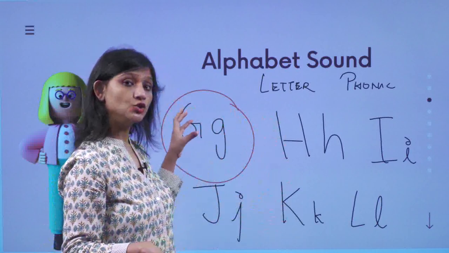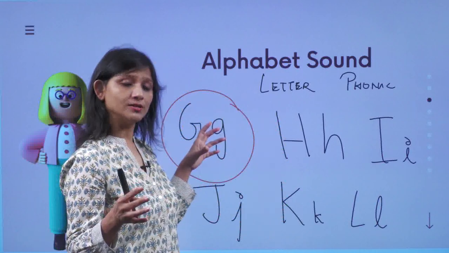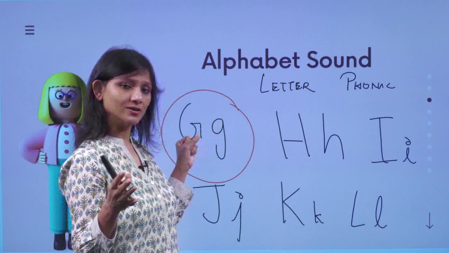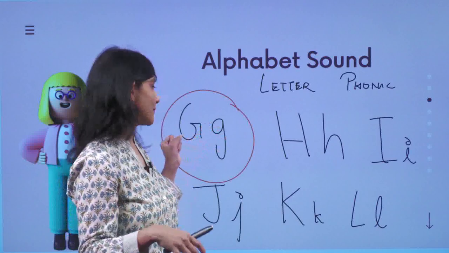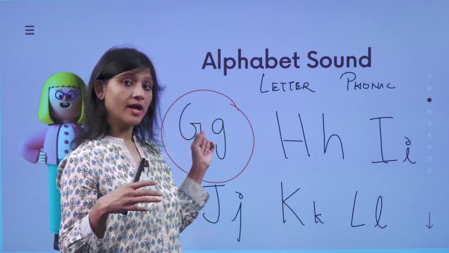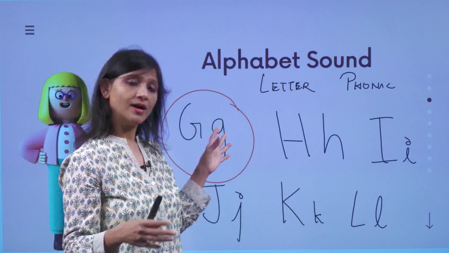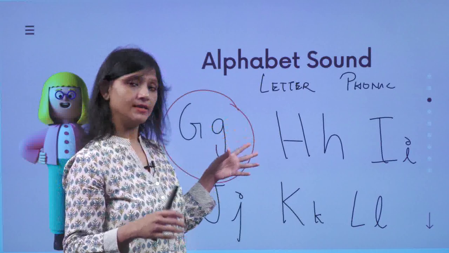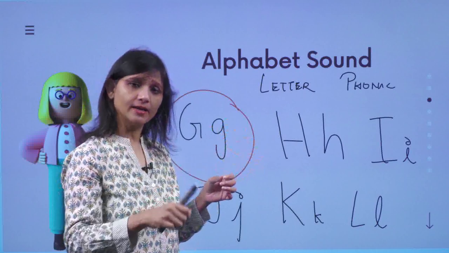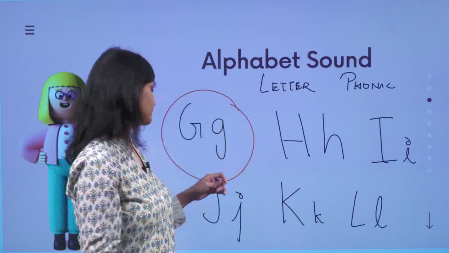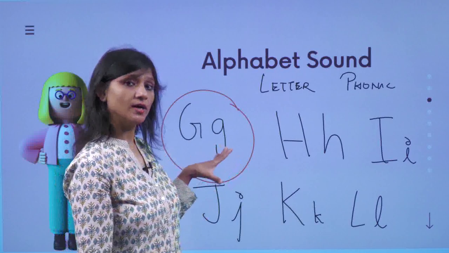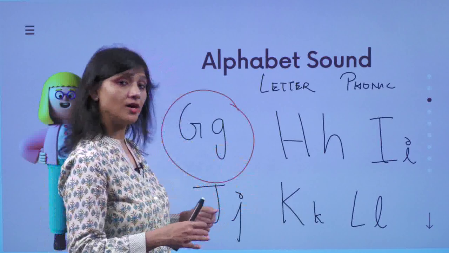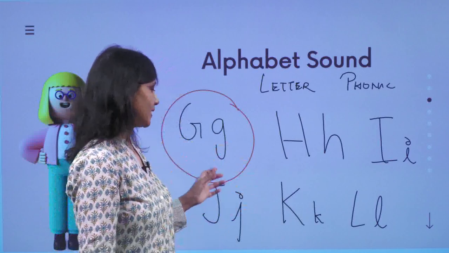G, good. G, good. Great. Okay? H, hat. H, hand. I, ink. I, igloo. J, jug. J, jar. J, jam.